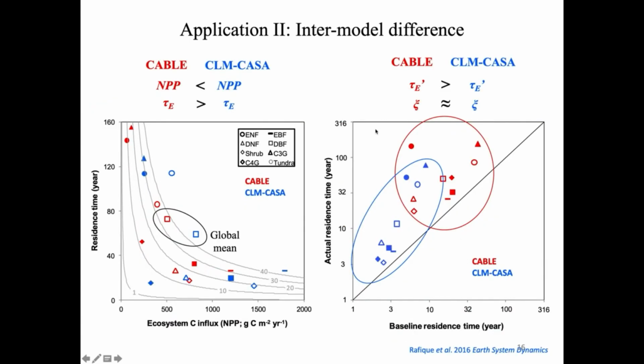The traceability analysis shows that the CABLE and the CLM-CASA model simulate very similar global mean values of soil carbon storage capacity. The CABLE model has lower NPP but longer carbon residence time than the CLM-CASA model. The right panel shows that the longer carbon residence time in CABLE than the CLM-CASA model mainly results from the baseline carbon residence time rather than the environmental scalars.